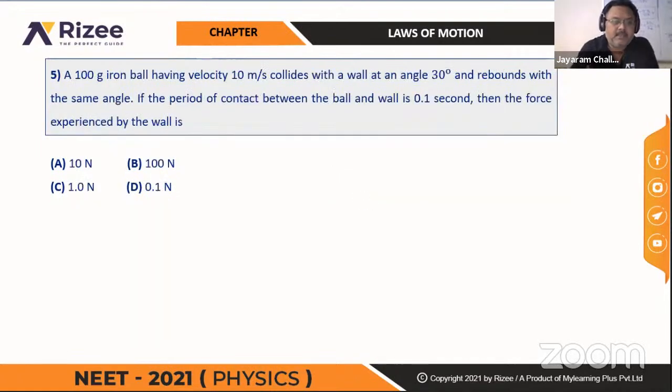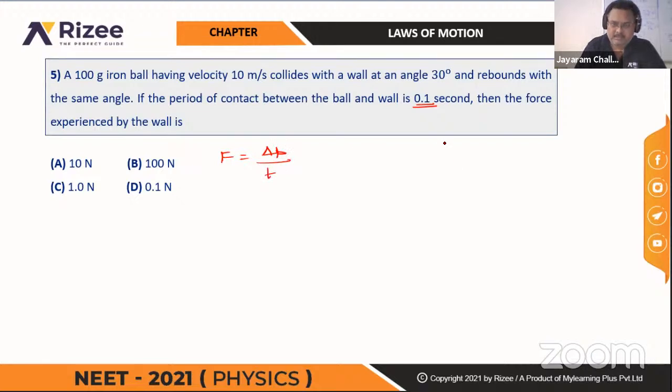Fine, next one. A 100 gram iron ball having a velocity of 10 meter per second collides with a wall at an angle of 30 degrees with respect to the wall and rebounds with the same angle. The period of contact, the time period, is 0.1 second. So, the contact of the ball with the wall, the force experienced in this case, according to Newton's second law, force experienced is equal to change in momentum by time.